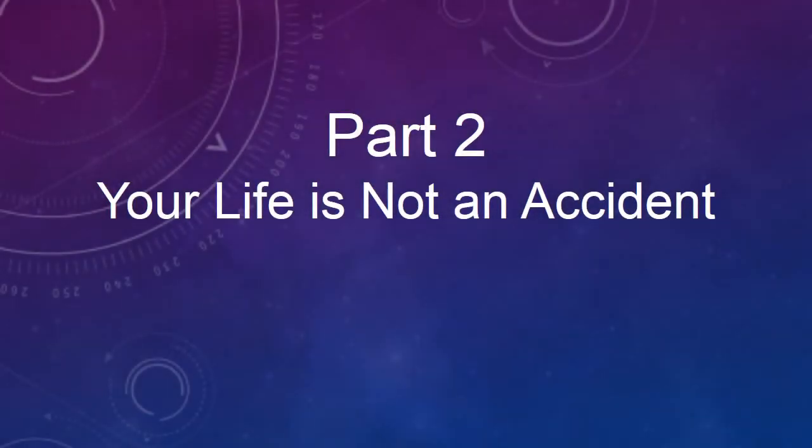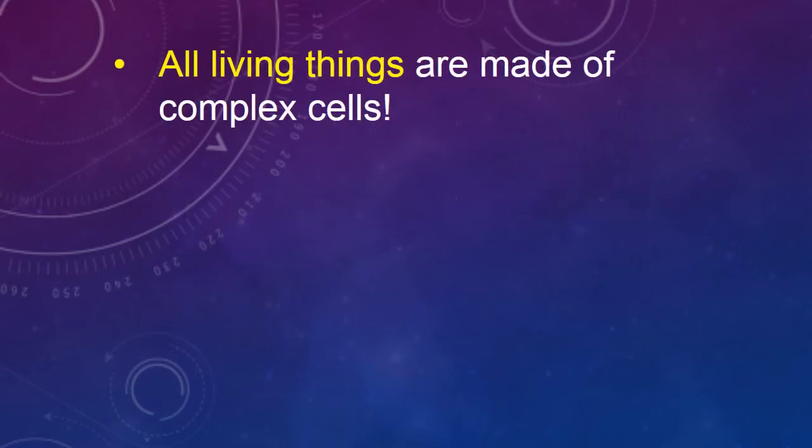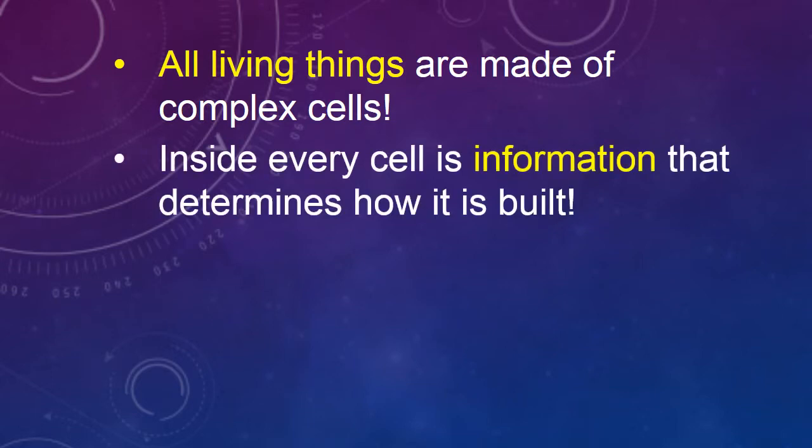This is part 2 of a 3-part series, Your Life is Not an Accident. Where we left off in part 1, we were talking about living cells, and all living things are made of complex cells, from a simple, not a simple, but from a bacteria 1 cell to humans. Inside every cell is information that determines how that living organism is built, whether a plant or an animal.